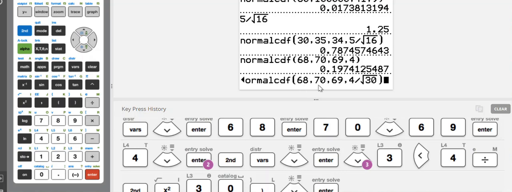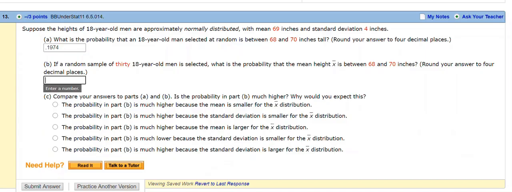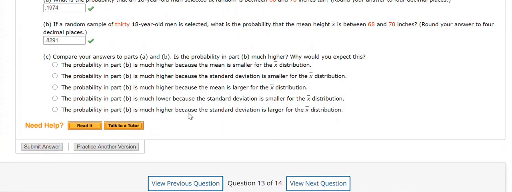So between 68 and 70, the mean for the population was 69, and the standard deviation for this x bar is 4 divided by the square root of the number of samples, which is 30. Take the square root. And so I get 0.8291 if I do 4 decimal places. And I hit submit answer, and both of those are correct.